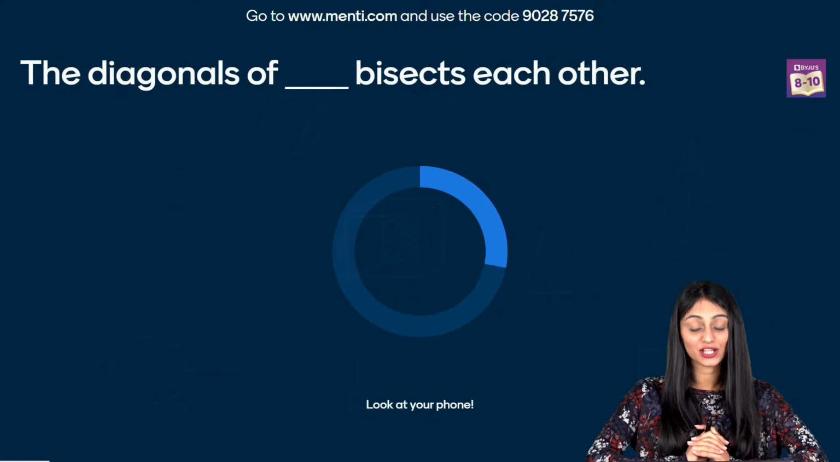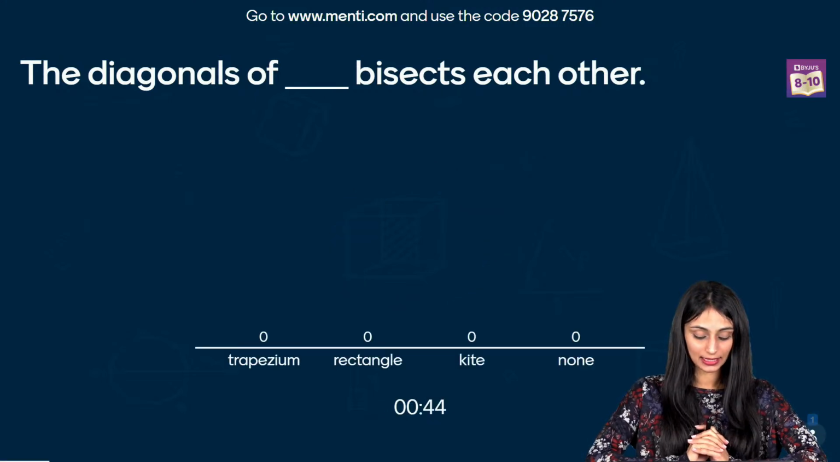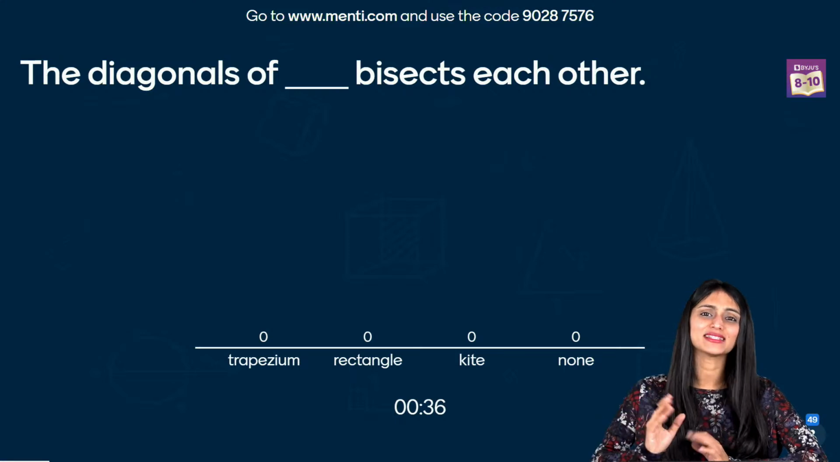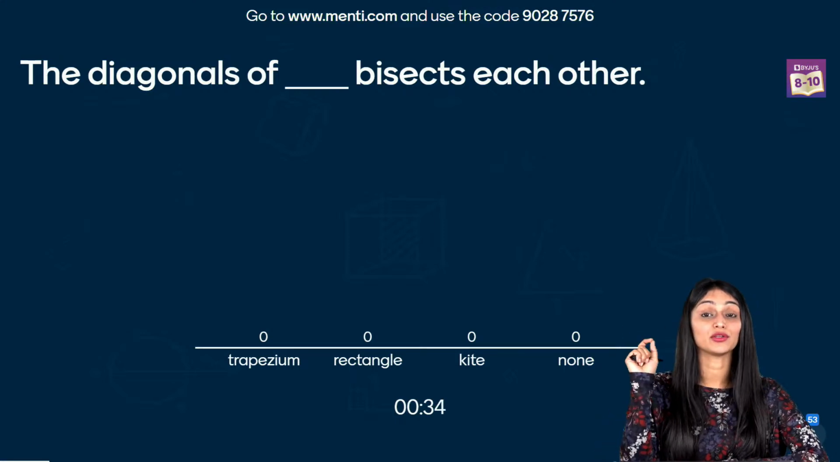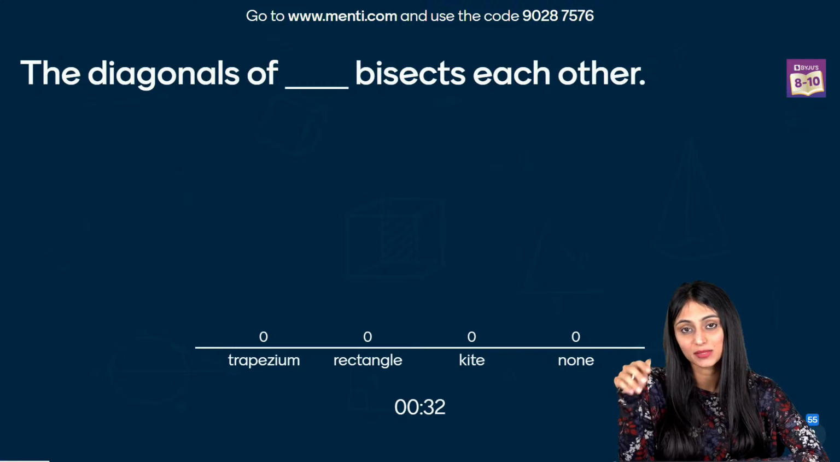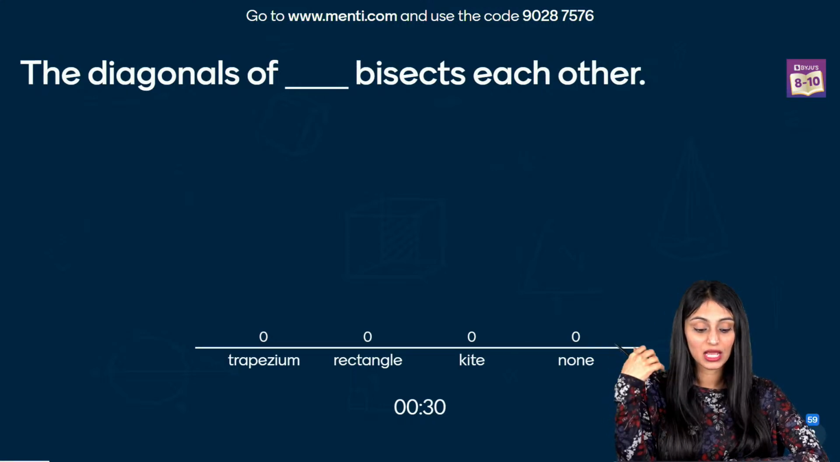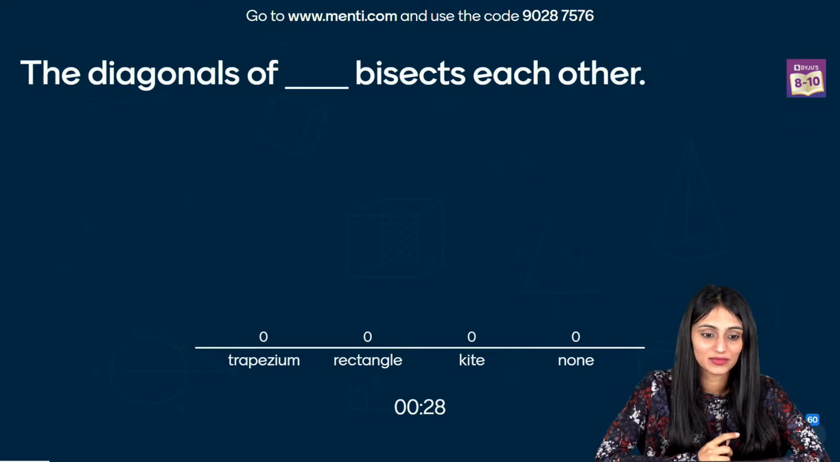The diagonals of dash bisect each other. And you have 45 seconds to answer this quickly. Trapezium, rectangle, kite, or none. A very simple one. See, I would say that if you have watched both the sessions of Quadrilaterals, part 1 and part 2, the concept capsule, you'll be able to answer it easily.